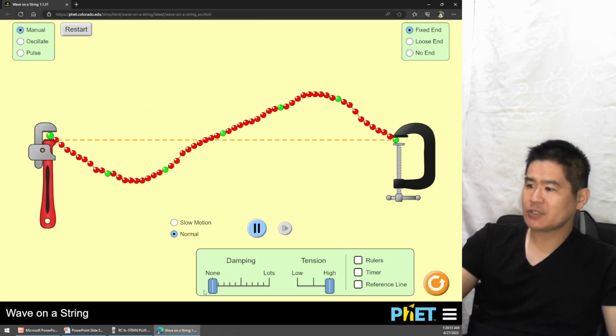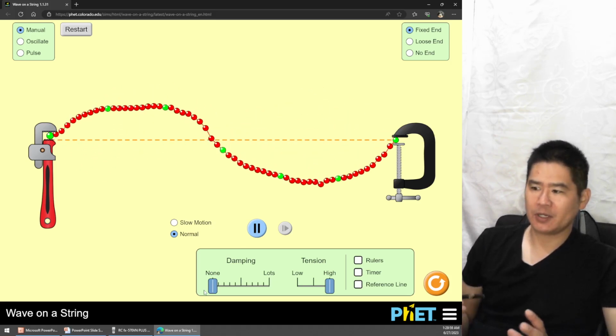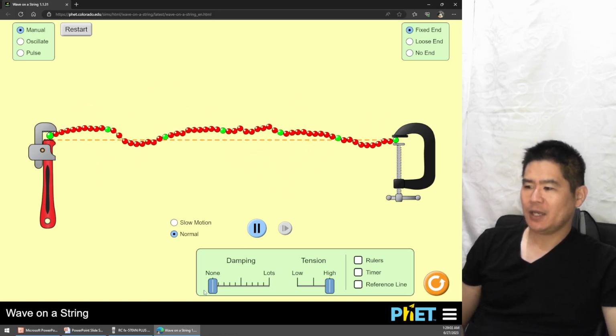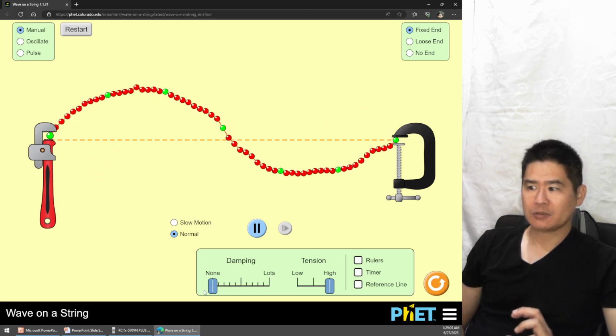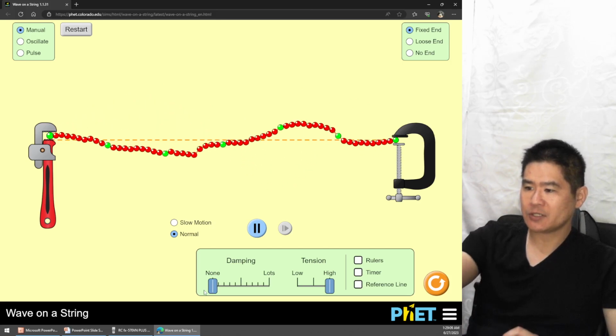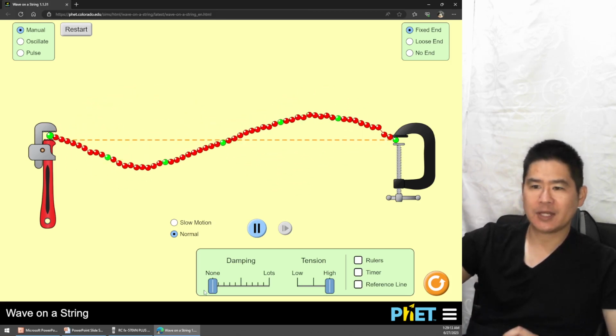Alright. You'll notice that in the exact middle, it's not moving at all. Well, it's close to not moving. I tried my best as a human being to not make it move at all. And that point over there is known as a node, because it doesn't appear to be moving. Now, somewhere in between, such as right over here, it's moving a lot. Same as right over here, and that's known as an antinode.